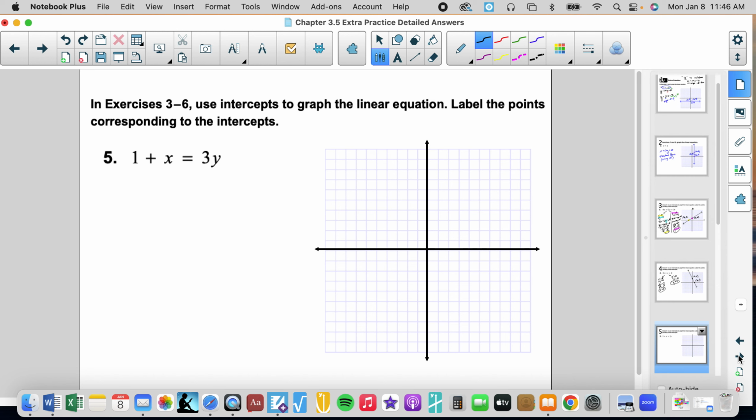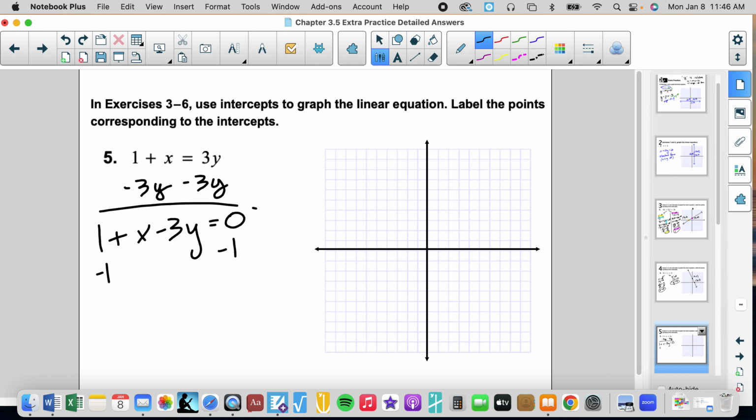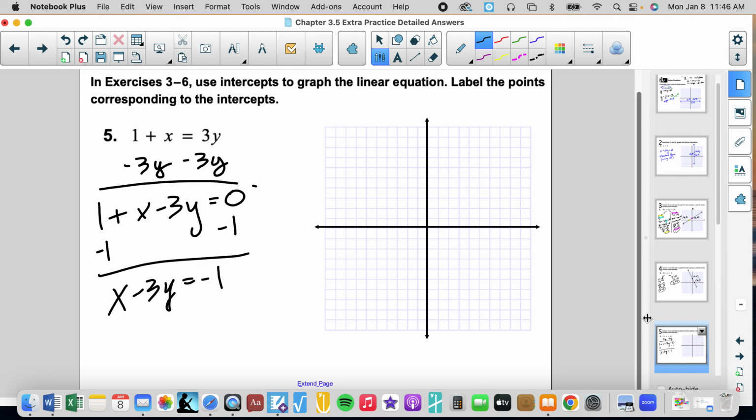We love them. Now this is not in standard form. My x and y are not on one side and my constant on the other. So I'm going to subtract 3y. And I get 1 plus x minus 3y equals 0. Then I'm going to subtract 1. And I get x minus 3y equals negative 1. Now it's in standard form.